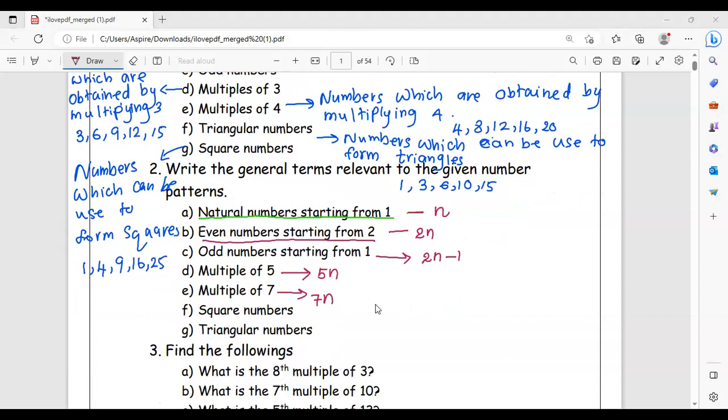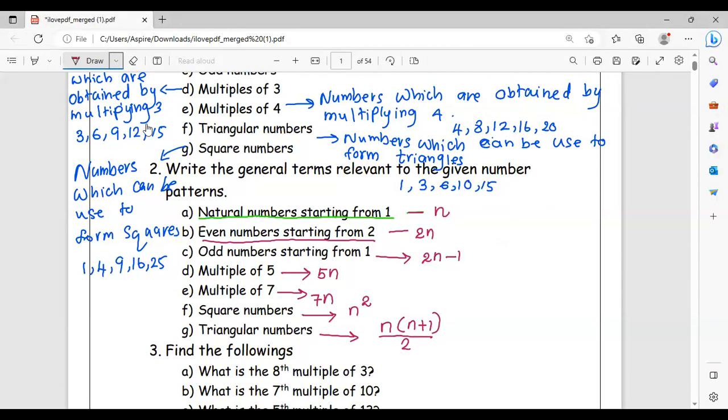Square numbers? n multiplied by n, yes, n squared. n multiplied by n means n squared. Triangular numbers? Can't you remember? n into n plus 1, over 2. Oh, divided by 2. Then these are the general terms.